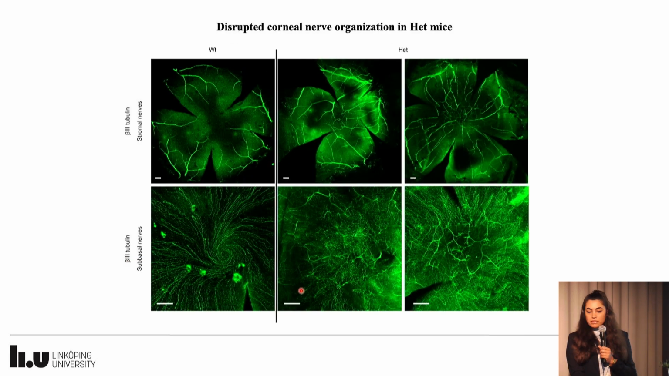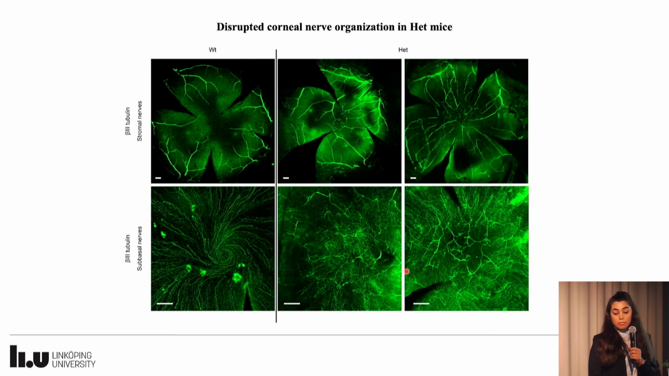We also performed beta-3-tubulin whole mount immunostaining to investigate the distribution of the nerves. The first row we have the stromal nerves, and the second row we have the subbasal nerves. The first column is the wild type, and as you can see, in the wild type, stromal nerves were confined to the peripheral. However, in the het mice, they extended to the central of the cornea.